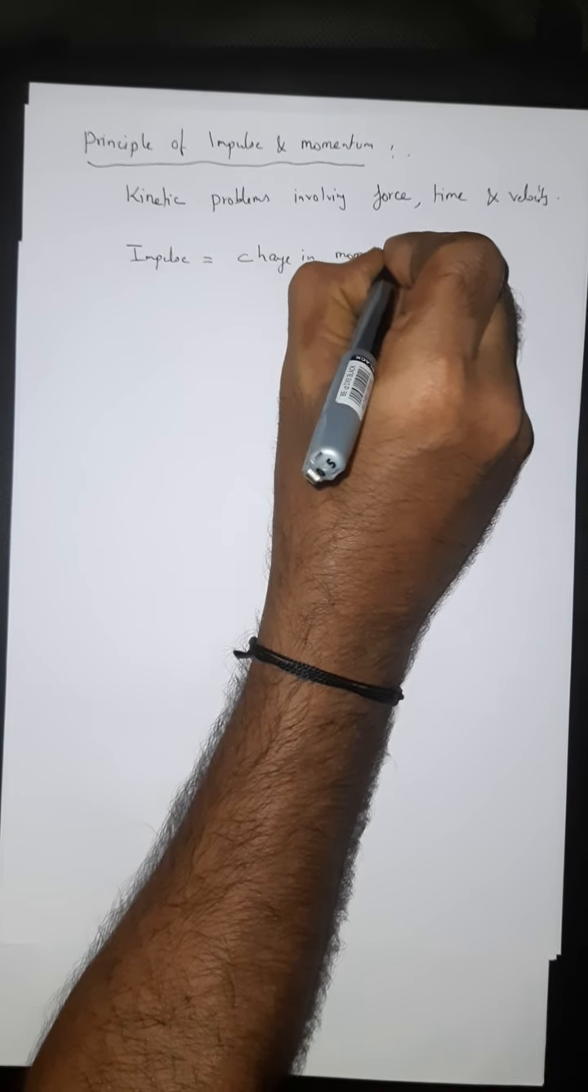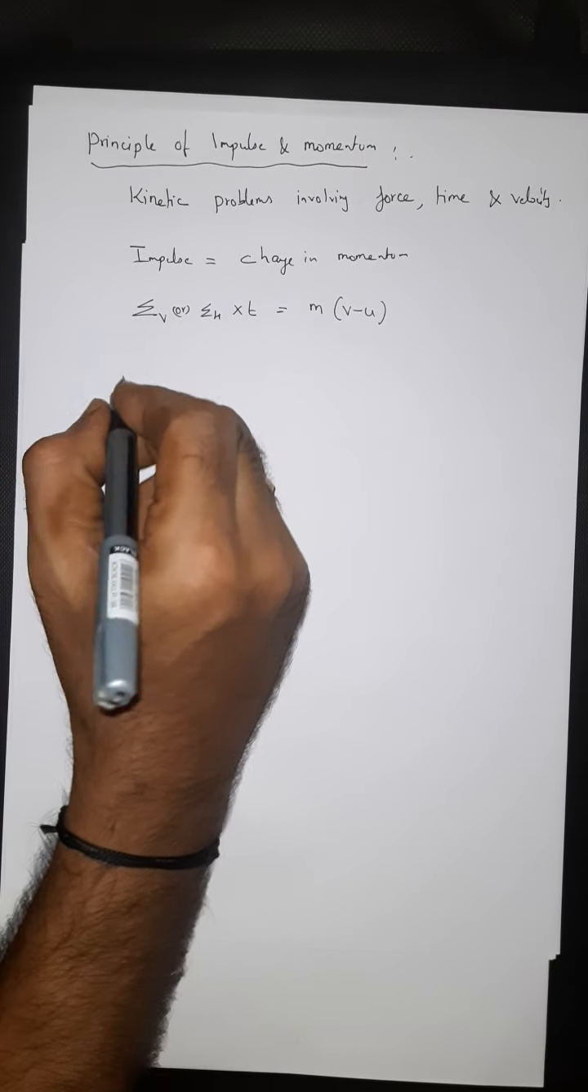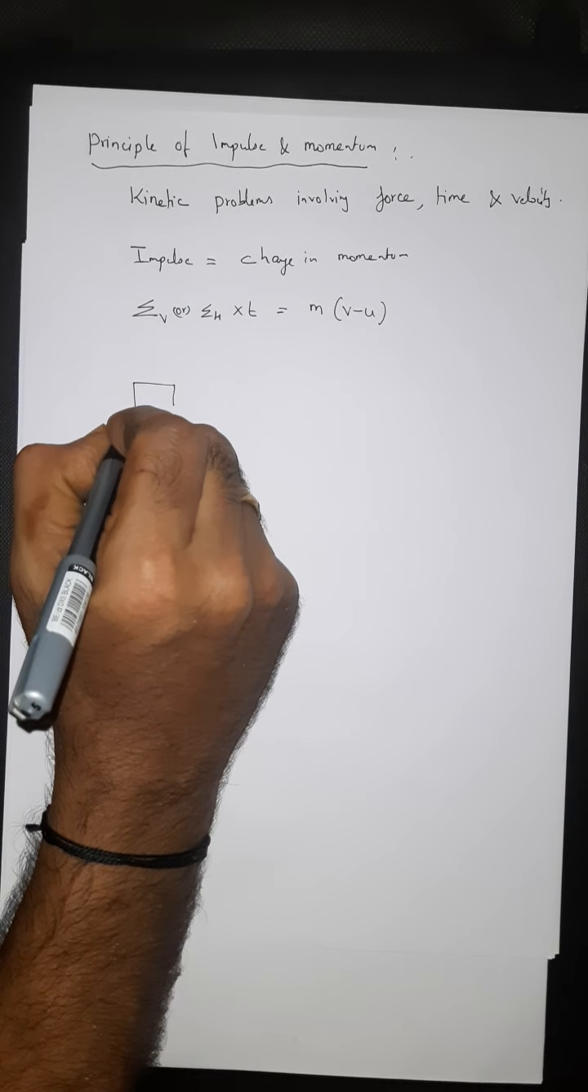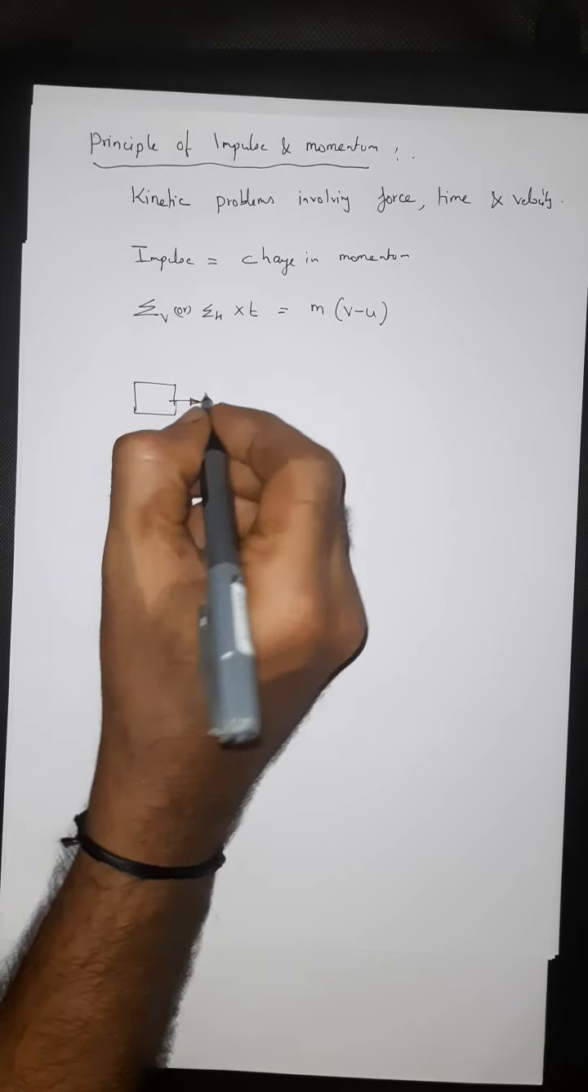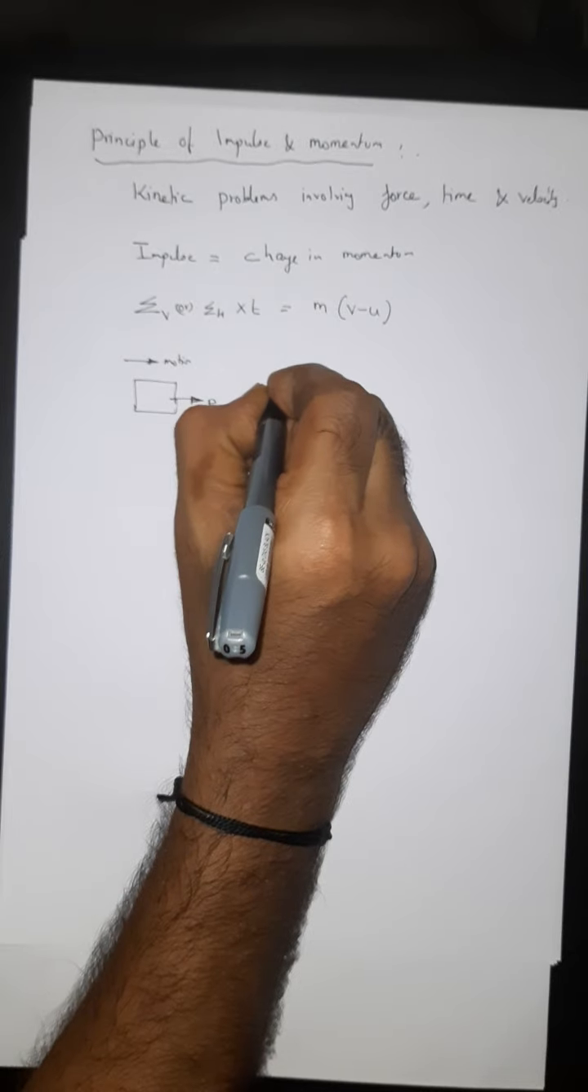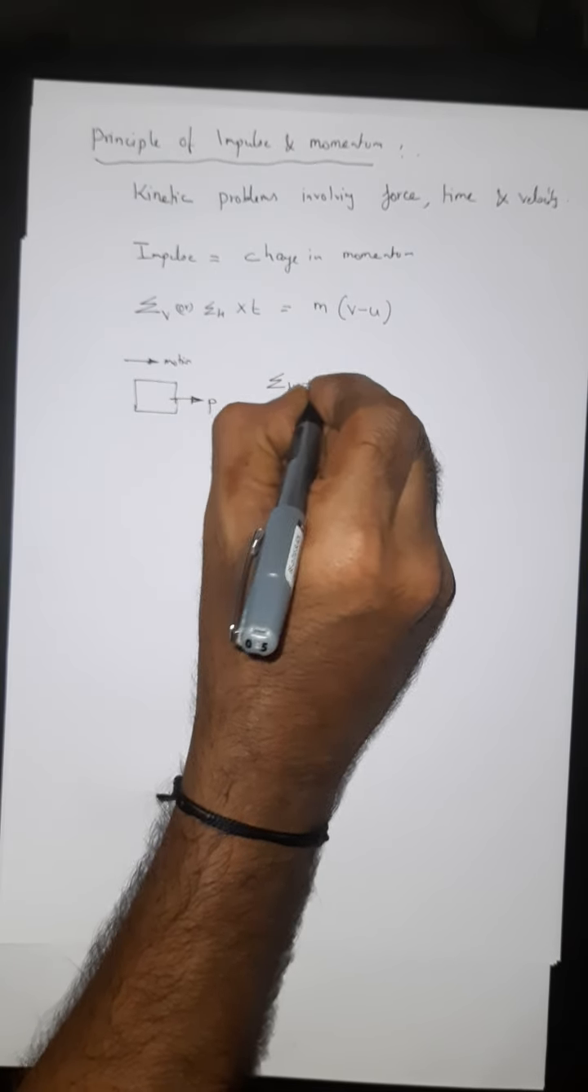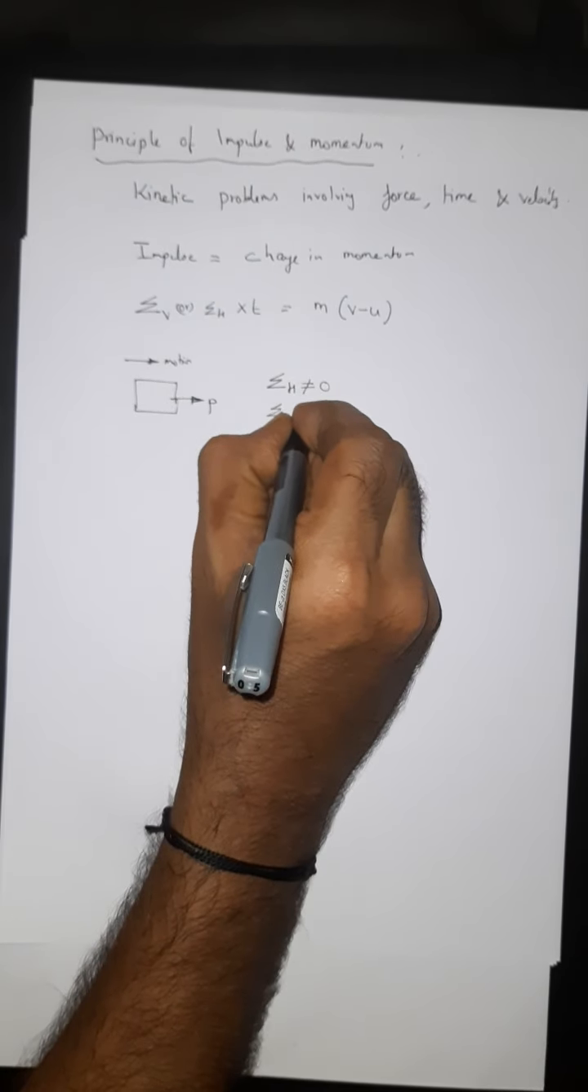Impulse is nothing but force into time. Change in momentum is mass into final velocity minus initial velocity, right? Fine. Suppose the body is moving in the right hand direction. Here summation H is not equal to 0, summation V equal to 0.